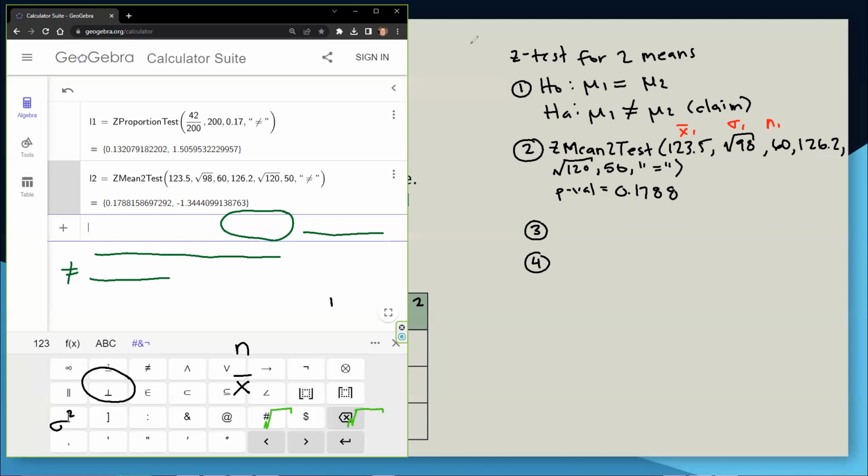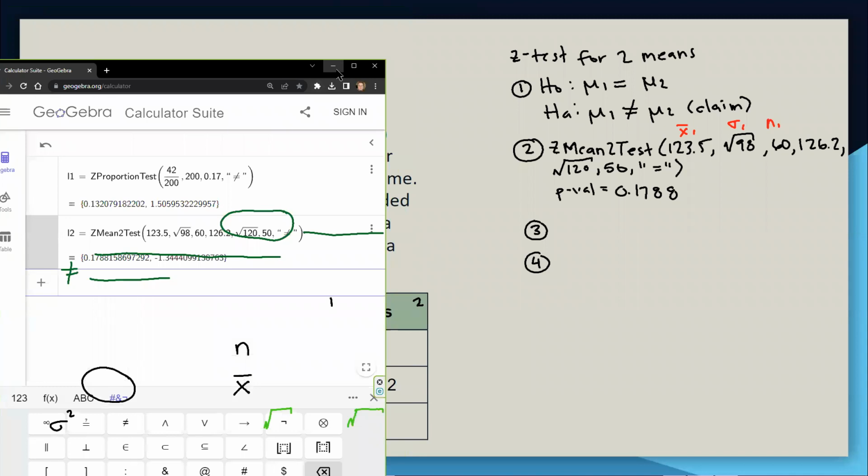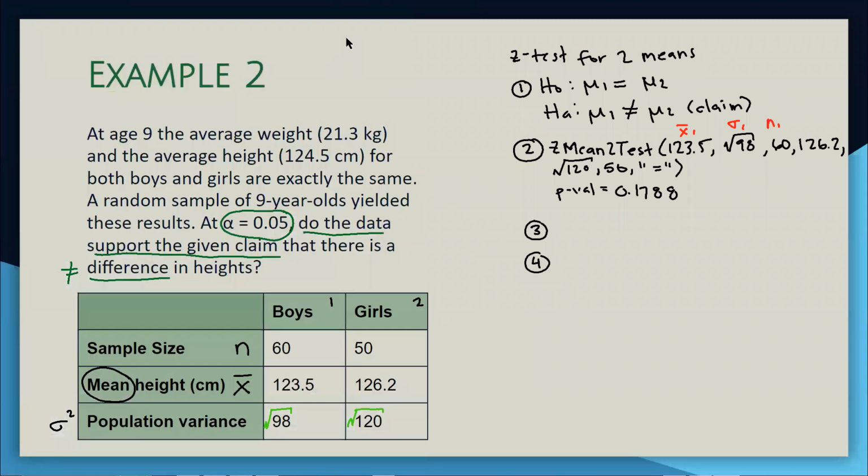Okay, so let's get rid of the GeoGebra window that's clogging up our screen and move on to step 3, where we make our decision. So we're comparing our p-value to our alpha of 0.05. I can see that 0.1788 is bigger than 0.05. So this is a do not reject statement.